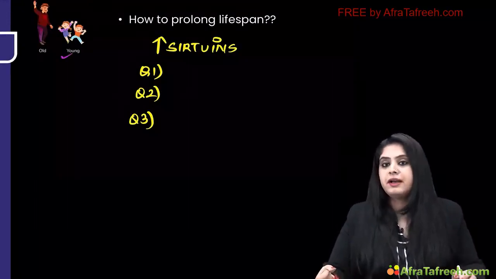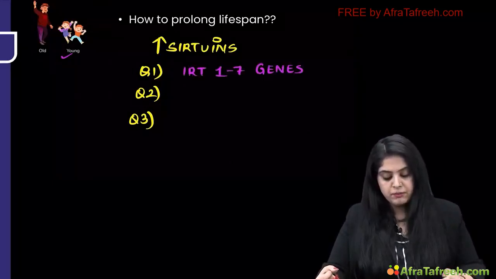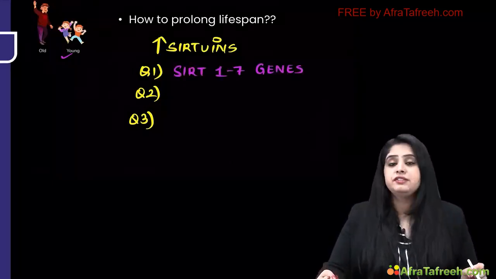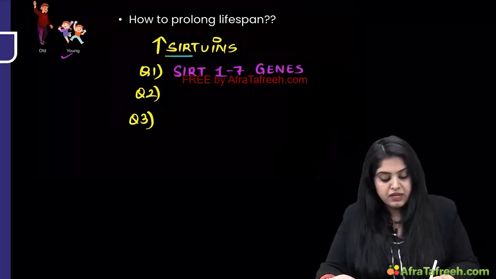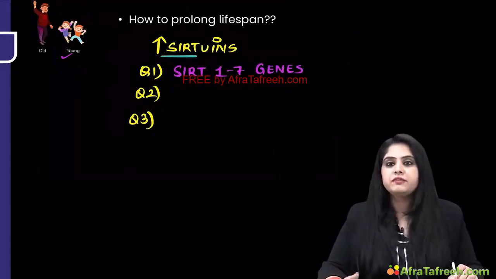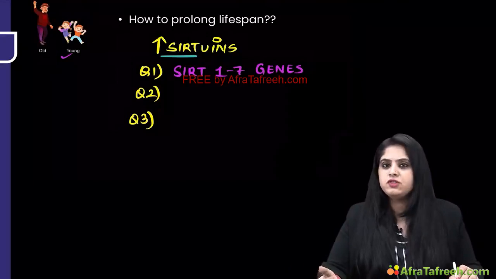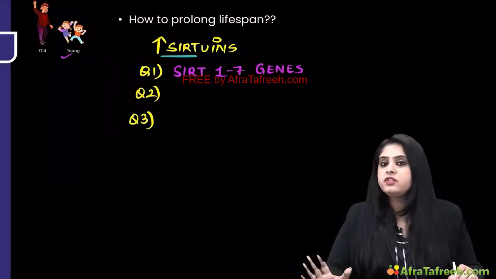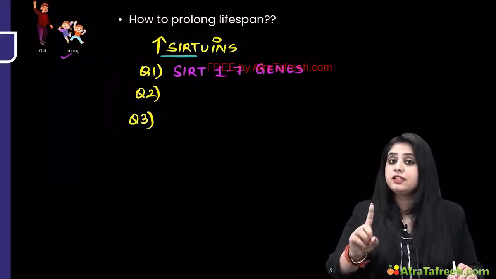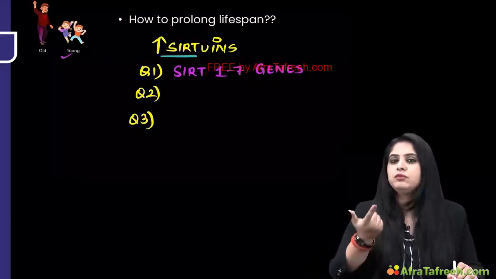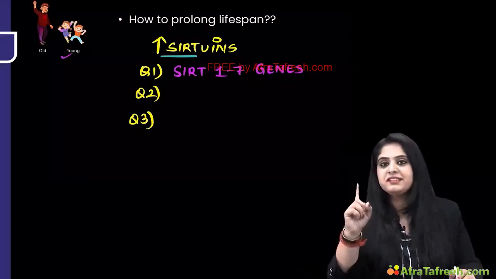Three questions in the exam that come on sirtuin. Question number 1. How many genes does it have? So sirtuins are gonna have a total of, earlier they used to say 1 to 6, now they say 7 and above genes are known. So sirtuin have 7 genes, 1 to 7 genes. Pehle to these are the genes that God has given you, but you have to increase them. So sirtuins are sirt genes.